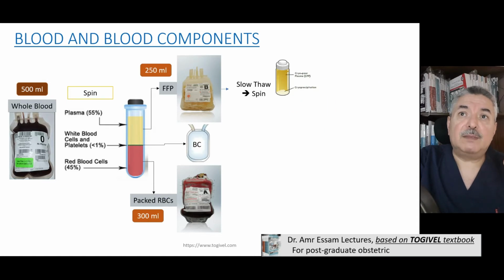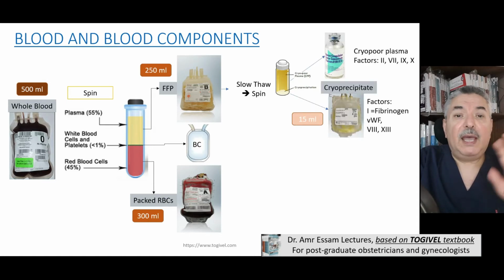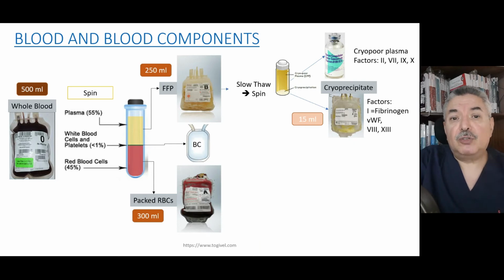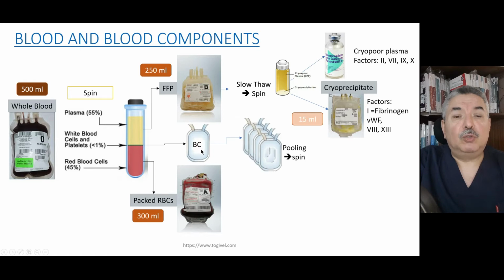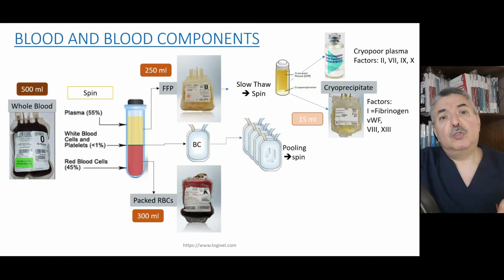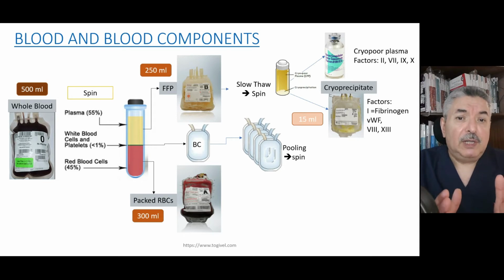The cryopoor plasma has the rest of the clotting factors, the factors which are not affected by cold. These are factor 2, factor 7, factor 9, and factor 10. And these factors are sold as human coagulation factor concentrate in ampoules like this. What we use in shock is the cryoprecipitate, because I am sometimes in desperate need of fibrinogen. The buffy coat, on the other hand, has very few platelets. So we take the buffy coat from many donors. This means that we have a pooling first.